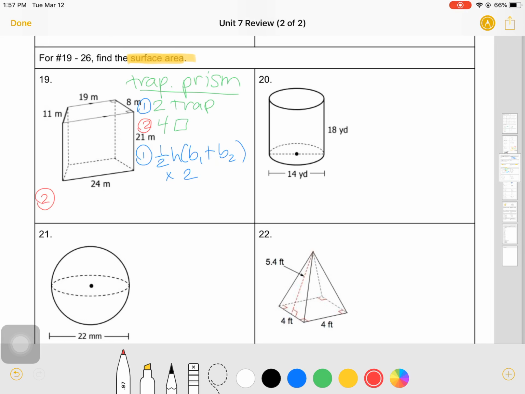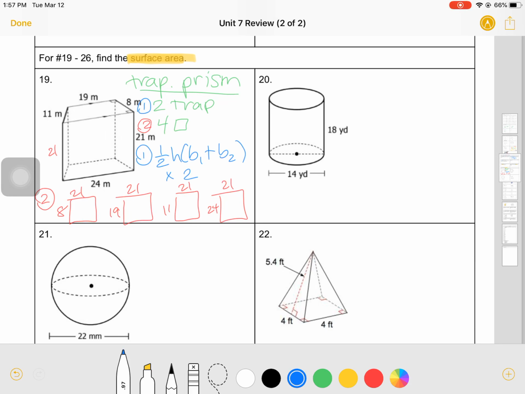For your rectangles, what sometimes helps again is to draw them out. You know you're going to do base times height on all of them, but we need to figure out the dimensions of each of them. The one over here at the right is an 8 by 21. The one at the back is a 19 by 21. On the left over here is an 11 by 21. And the one at the front would be a 24 by 21. You'll do base times height on each of those, and then you're going to add all of your numbers together, and that will get your total surface area that you can touch.